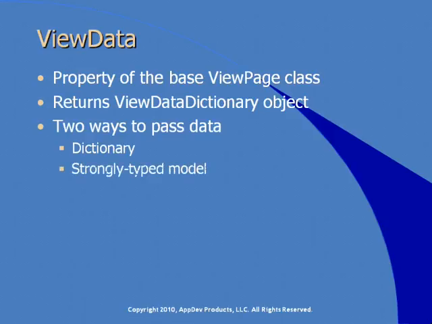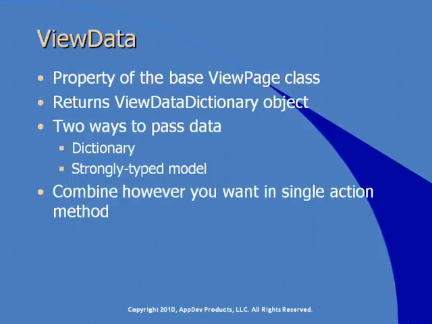The other way is using a strongly typed model. In this case, you assign a single object to the ViewData's model property, which lets you access the object as its own type without needing to cast the object before you can use it. In the view, you use the model property of the view page, which returns the object stored in the ViewData within the controller. And as you just saw, you can combine these two uses of ViewData however you wish in any action method, which gives you lots of flexibility in how you pass data from the controller to the view.